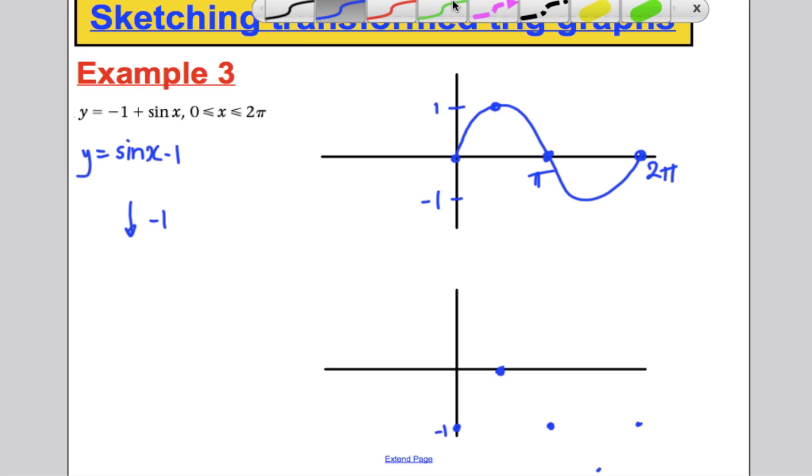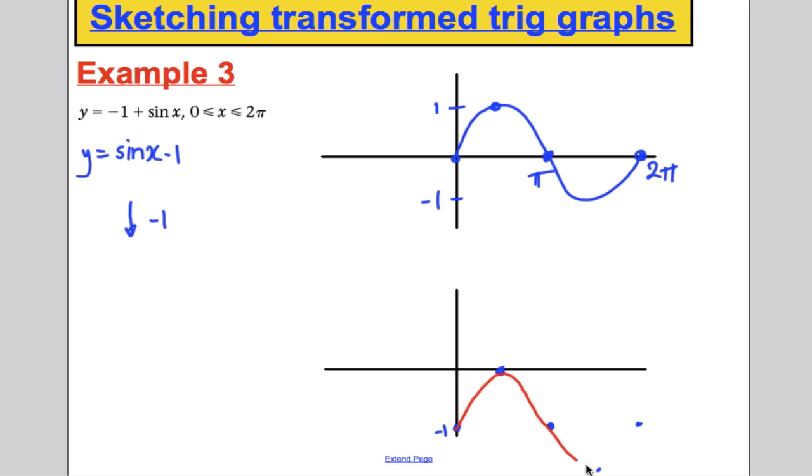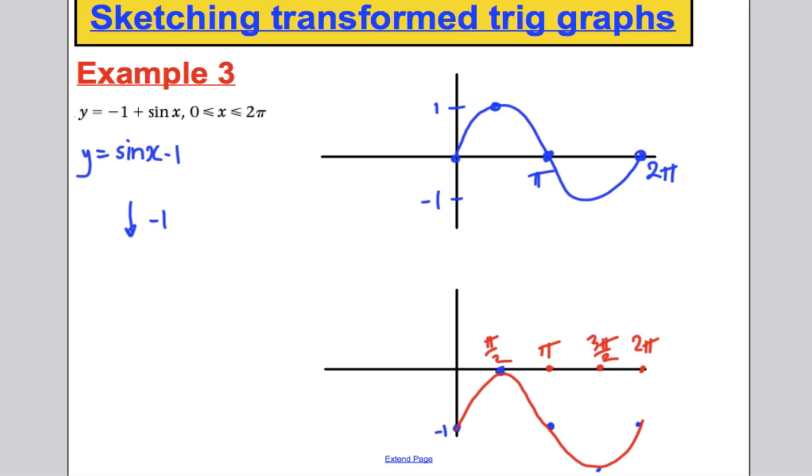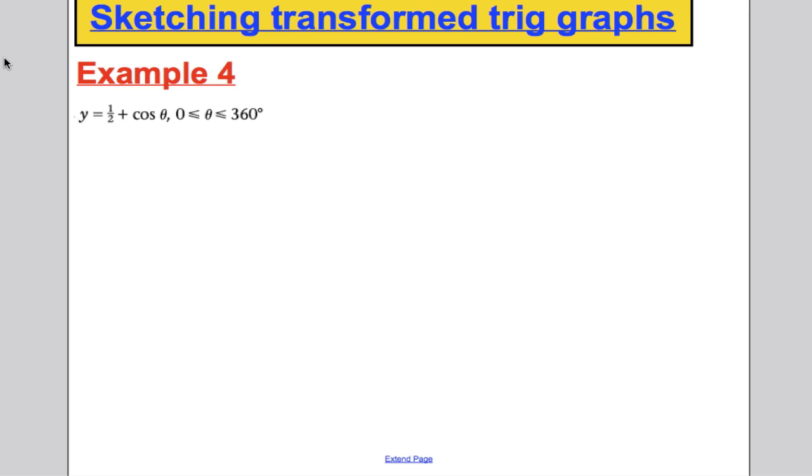So all you've done here is shifted the graph as so. And you should put in your key points there. That is going to be pi by 2. That's going to be pi. That's going to be 3 pi by 2. And that's going to be 2 pi. Next one. Pause the video, have a go.